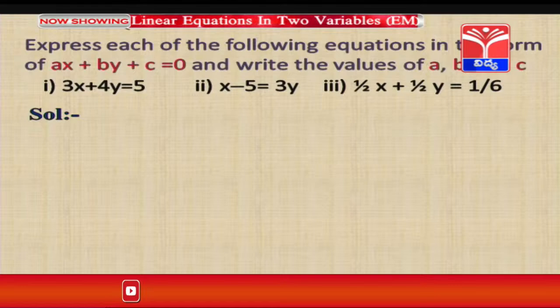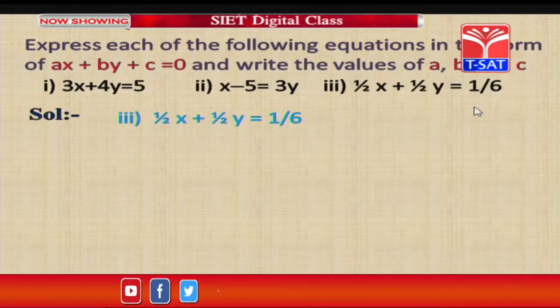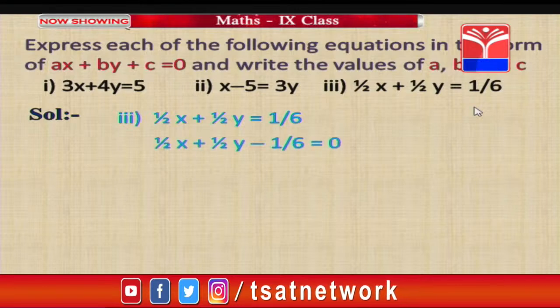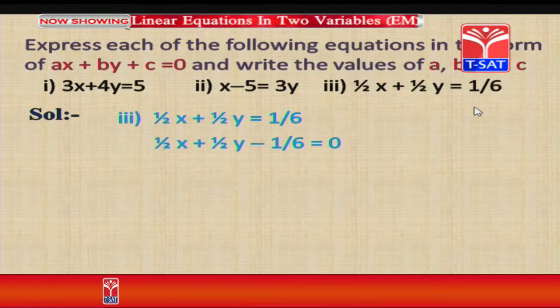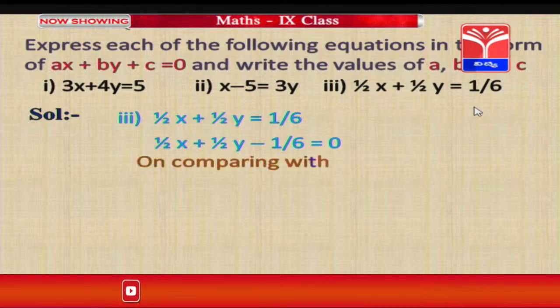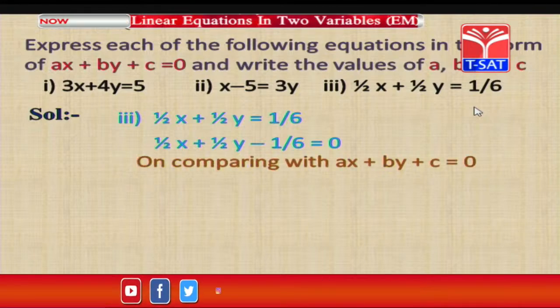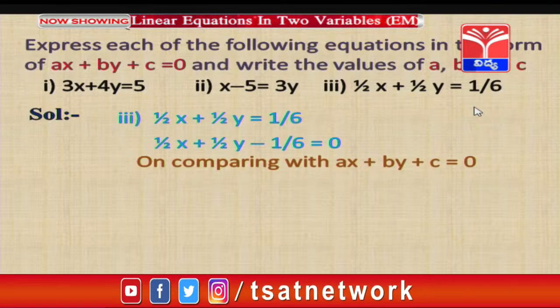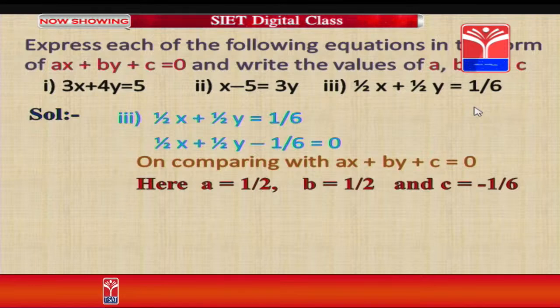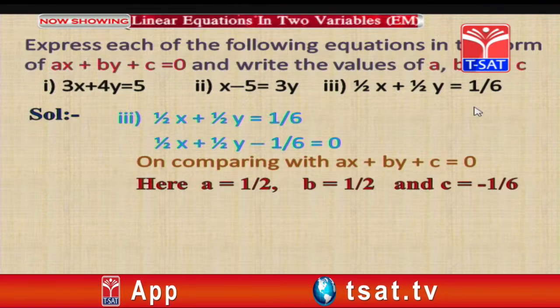Third one we have. In this, half x plus half y is equal to 1 by 6. I have brought the 1 by 6 from the right side to the left side, it became minus 1 by 6. Half x plus half y minus 1 by 6 is equal to 0. If I compare the same equation with the standard equation ax plus by plus c is equal to 0, I will be getting the a value is equal to, here how much? Half, b value is also half, and c value is equal to minus 1 by 6.